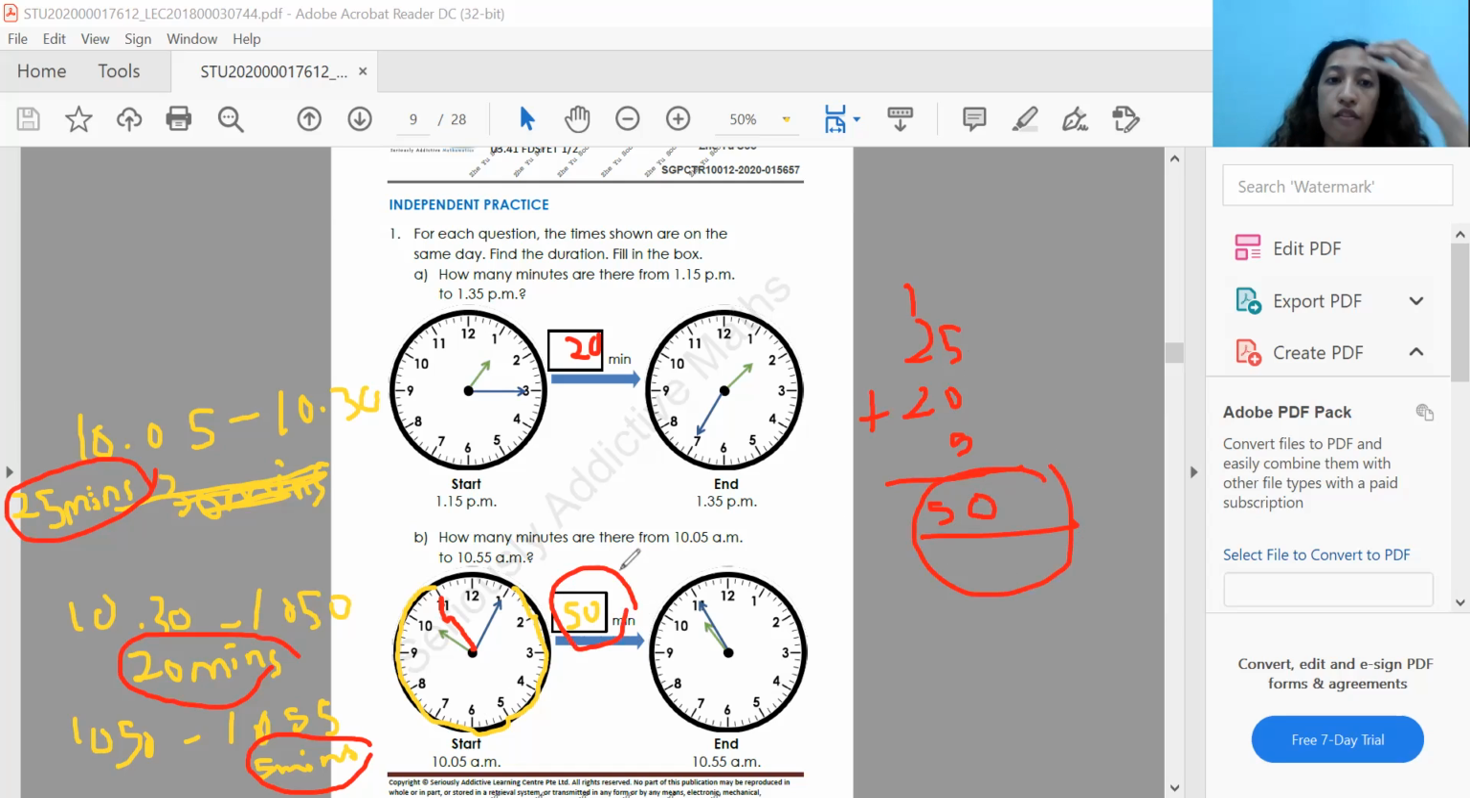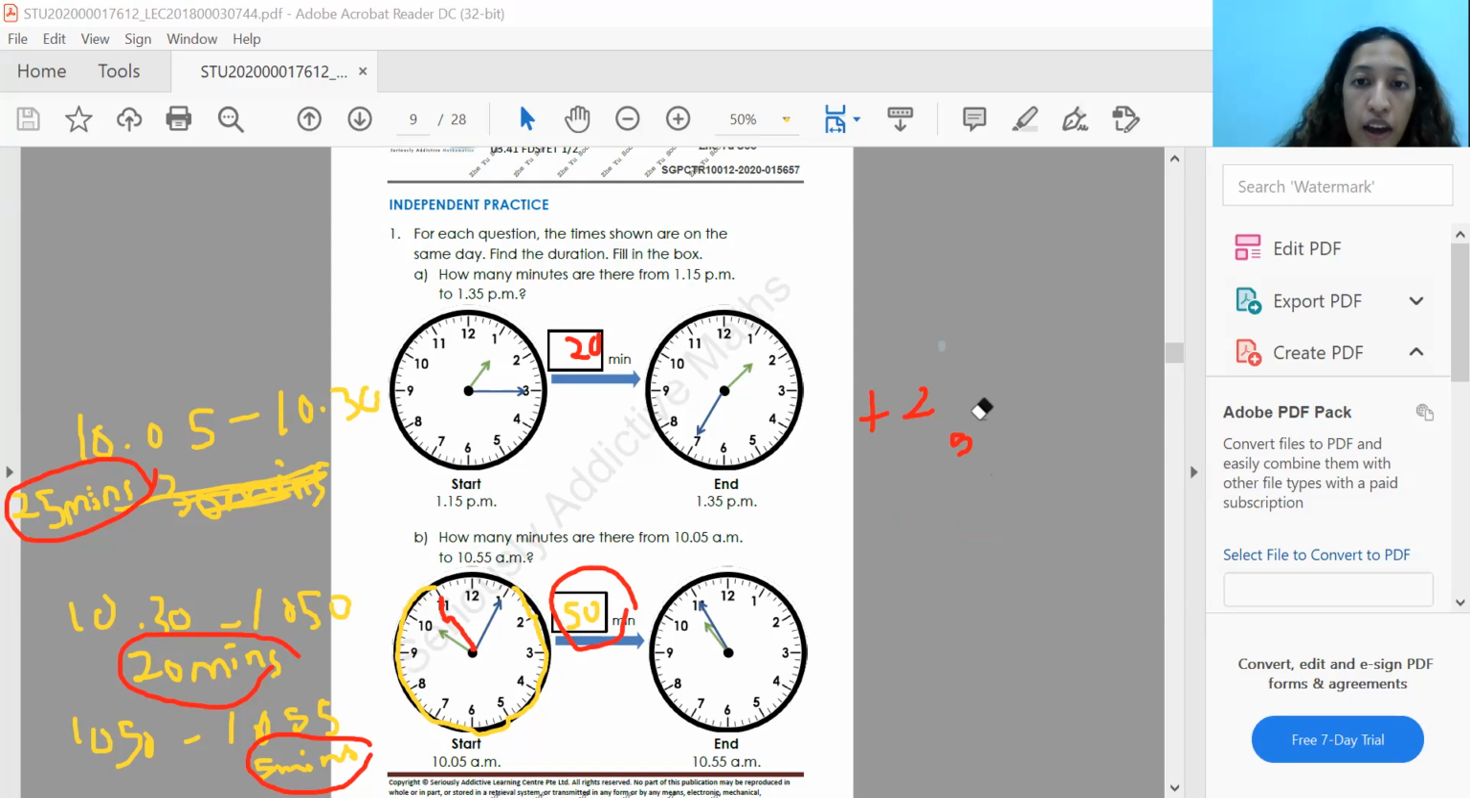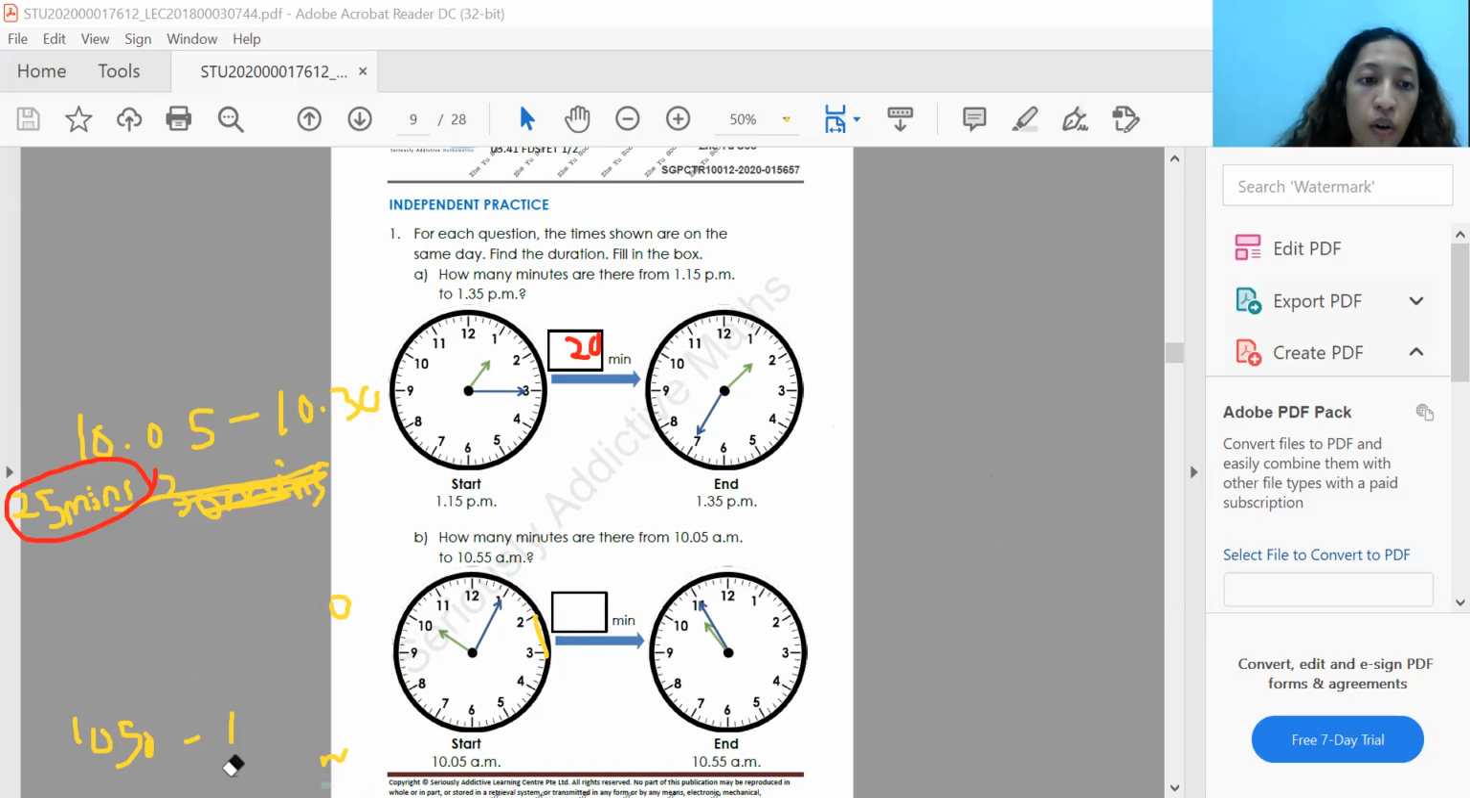So those are the several ways that you could do to find the duration, all right? Whichever is comfortable for you, you could do that. Either you could split them up, use your fingers, or you could draw it on the clock itself, all right? Okay.